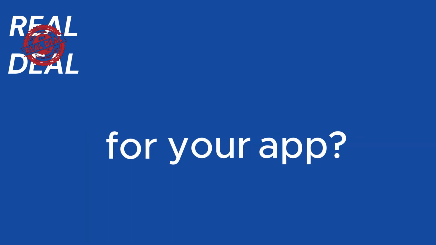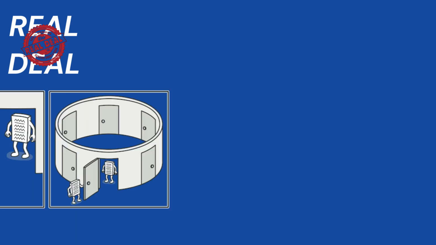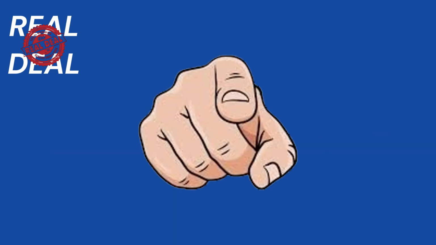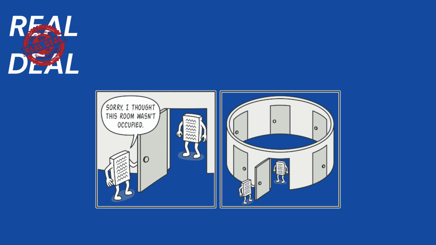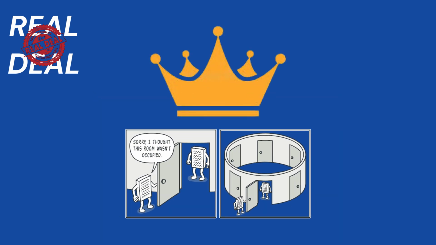Now, here's the real deal. How do you ensure there's only one settings instance for your app? The answer: Singletons. How do you ensure there's only one calculator in a calculator app? Singletons. What about centralized access to your database? You guessed it right. Singletons. Singletons are the VIP of classes when it comes to centralized management.